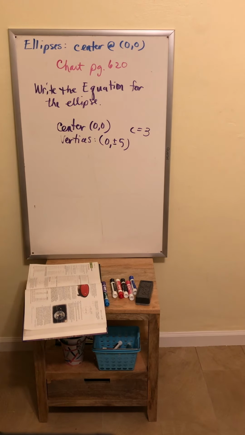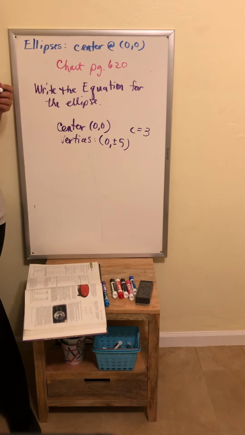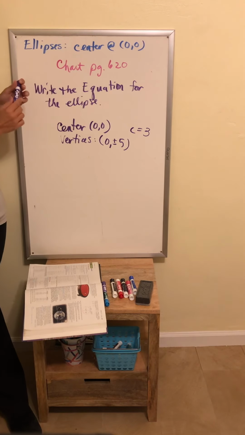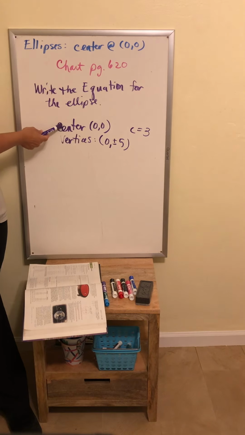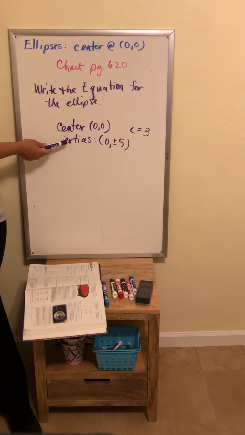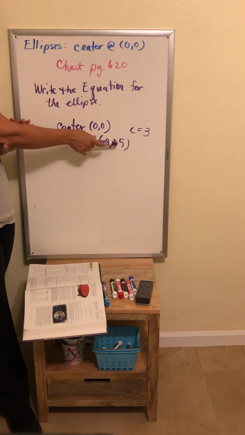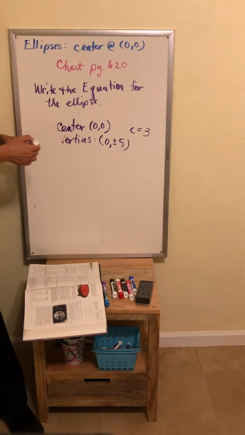For this video, we will be writing the equation for an ellipse. The chart I'll be using is on page 620. So here's the information given. The center of the ellipse is at 0, 0. The vertices are located at 0, positive or negative 5, and the value for c is 3.